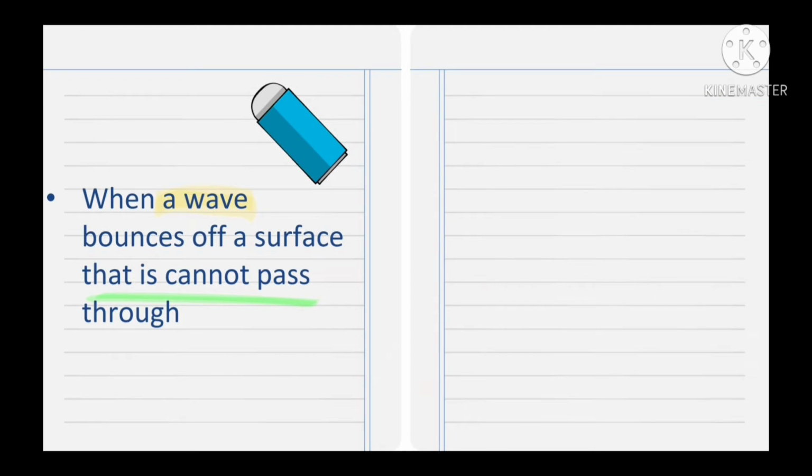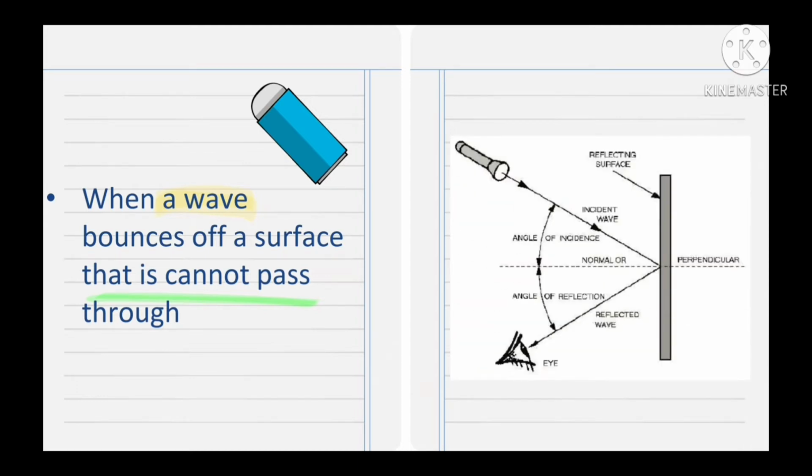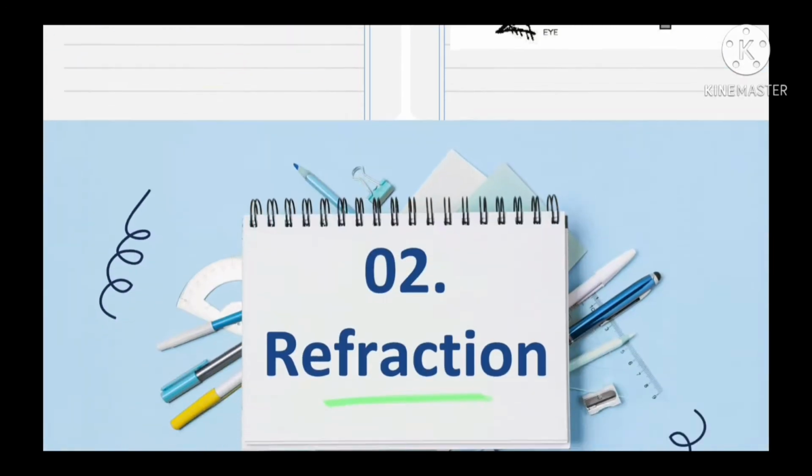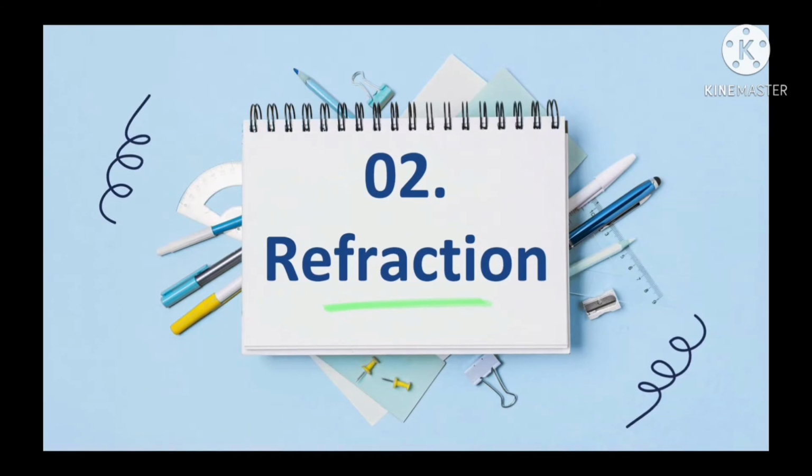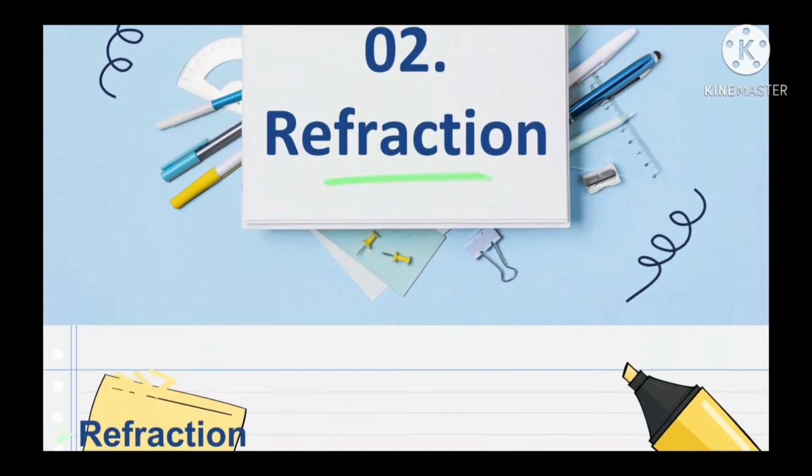Okay, reflection is also when a wave bounces off a surface that it cannot pass through. You can see the picture. There are also the angle of incidence and the angle of reflection. Okay, the second is refraction.